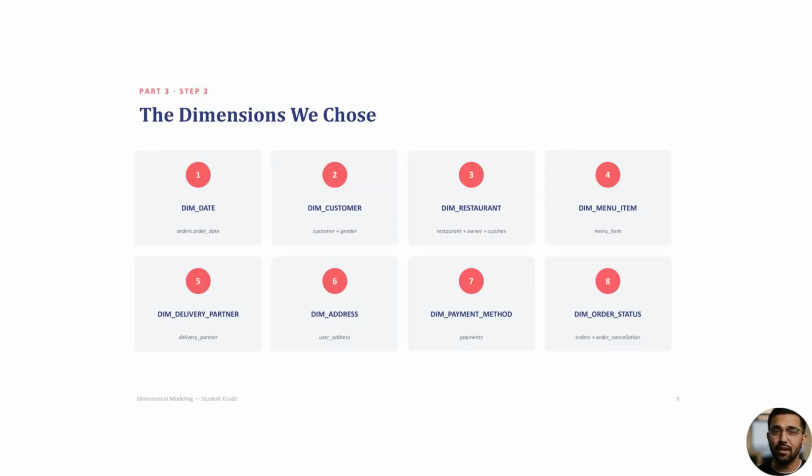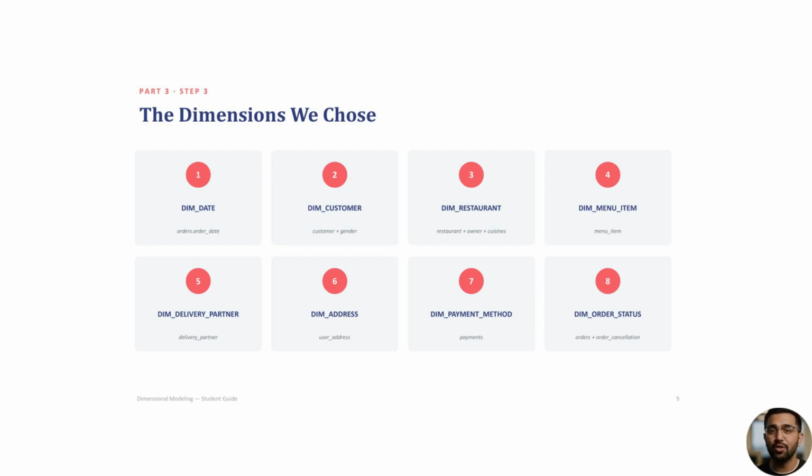In this step, we focus on the dimensions selected for our model. First, dim_date captures the order date from orders. Next, dim_customer includes customer details and gender. Dim_restaurant encompasses restaurant information, owner, and cuisines offered. Dim_menu_item is straightforward, representing the menu item itself.